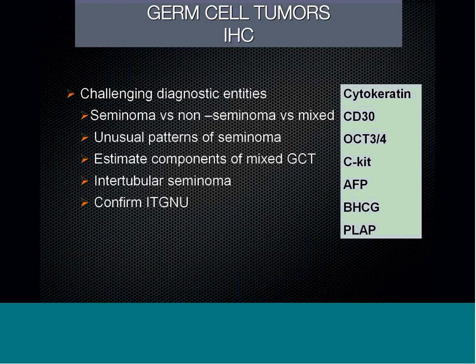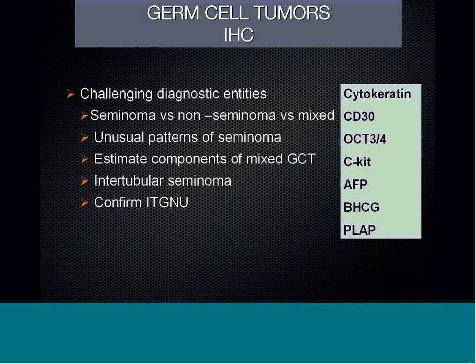Cytokeratin is positive for all germ cell tumors except seminoma. CD30 is positive in a cytoplasmic and membranous fashion in embryonal carcinoma, but not in seminoma and yolk sac tumor. OCT3/4 is a more recent marker, and it's a nuclear transcription factor expressed in human embryonic stem cells. It's expressed in a nuclear fashion in both embryonal carcinoma and seminoma. KIT shows strong staining in seminoma, but not in embryonal carcinoma. It can be focally present in yolk sac tumors.